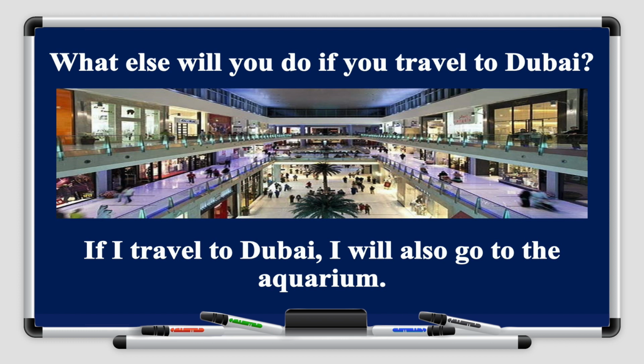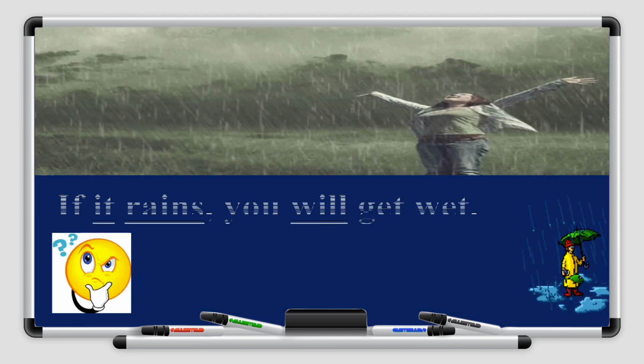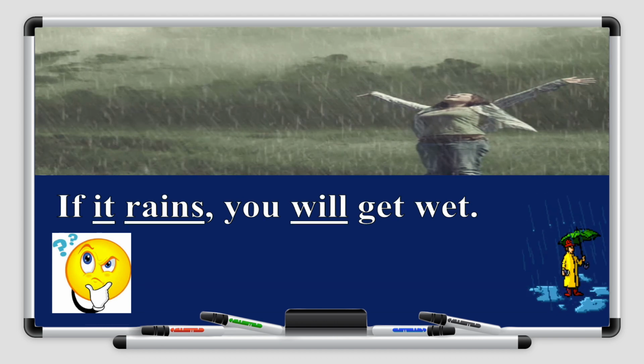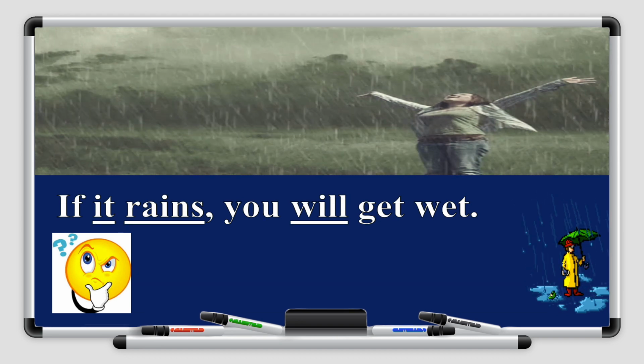Now, I've got a question for you. What is the verb tense in these examples? Think about it. The answer is, the condition takes the present simple, and the result takes the future simple. Let me give you another example. If it rains, you will get wet.